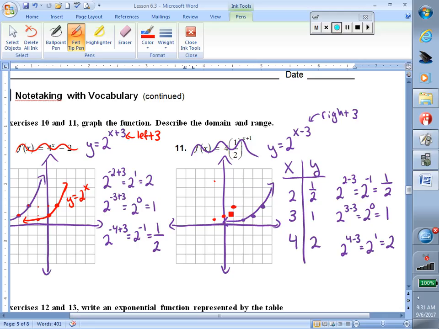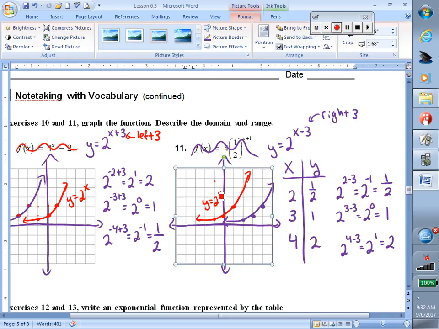Here's our original graph of y equals 2 to the x, so no -3. This graph has been moved 1, 2, 3 to the right, 1, 2, 3 to the right, 1, 2, 3 to the right. So we were correct. Our graph did move to the right 3. So now we've looked at graphing exponential functions with all the different types of transformations.